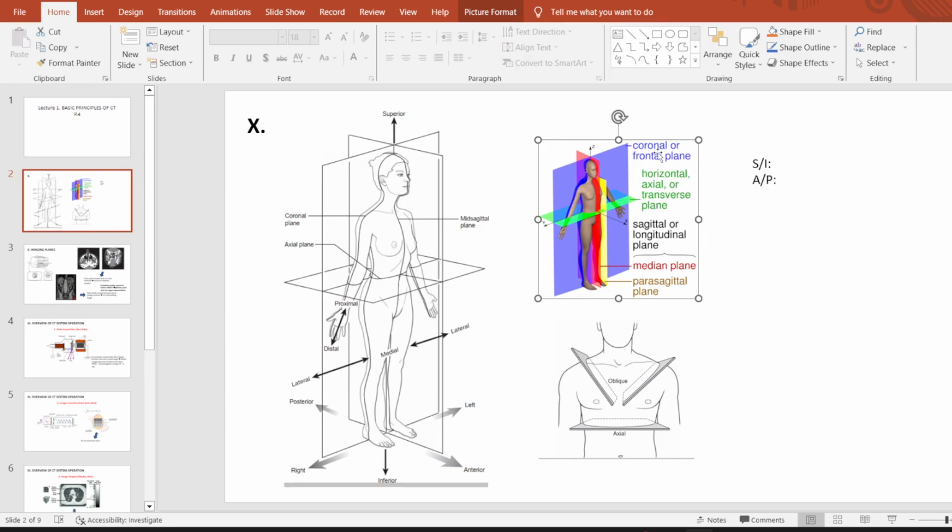Here you can see the coronal plane, the horizontal plane, the sagittal, medial. Medial is just in the middle of your body. The medial sagittal plane. And the parasagittal plane is quite simple. It's not lying in the middle of the body. It's still a sagittal plane.